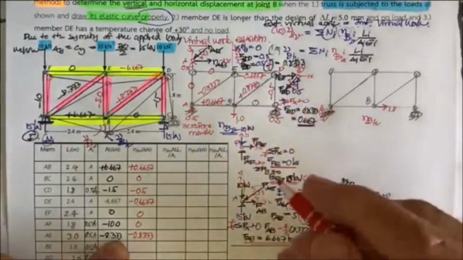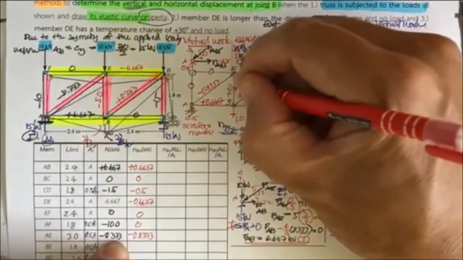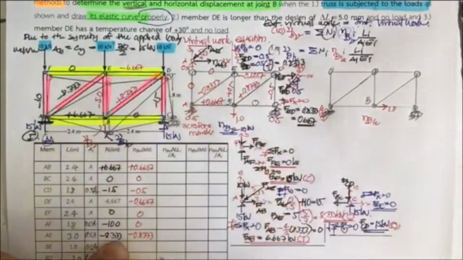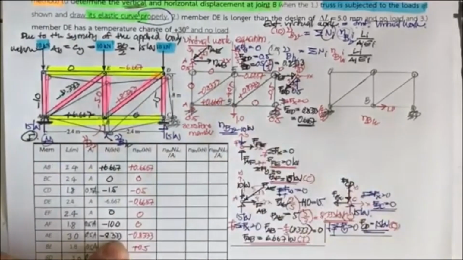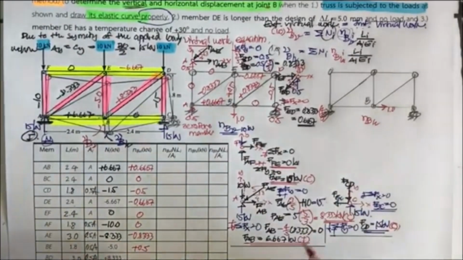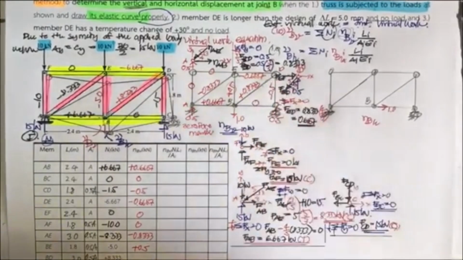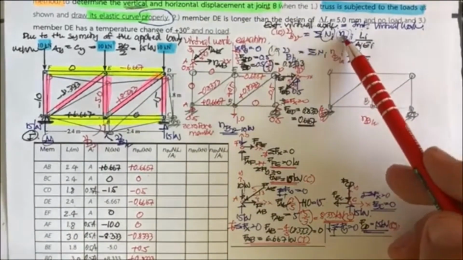Okay, you can determine BE. Let's say this is going to be 0.5. One more, you just cut any joints and do the calculation. We got plus 0.5 for this one. And the last one, BD. BD is here, plus 0.8333. Okay, now we put everything into this equation.